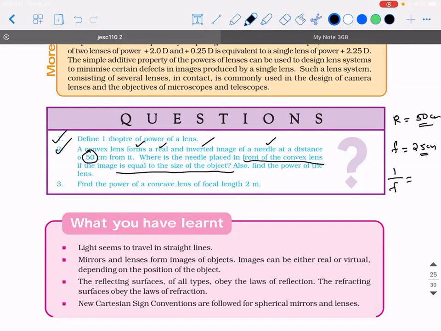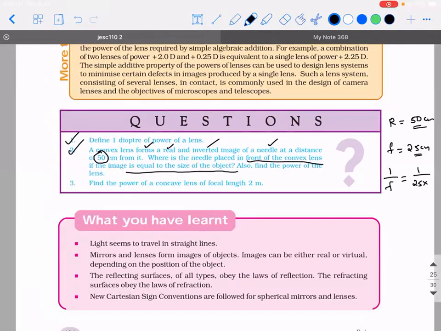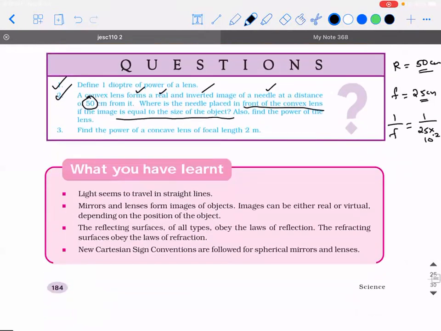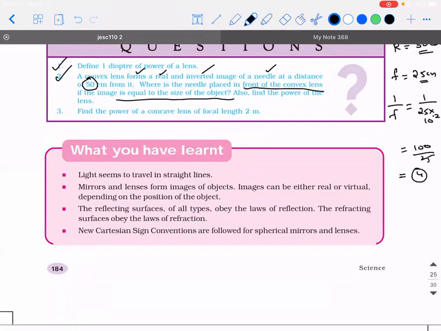1 by F is equal. But you should not leave it in 25. 1 by 25 into 10 power minus 2. I told you clearly, focal length should be written only in terms of meters. 1 by 25 into 10 power minus 2, or 100 divided by 25. Answer will be 4. It will be plus 4 diopter. Is that clear? You understood why I wrote plus 4? Why did I write plus 4? Because it's a convex lens.